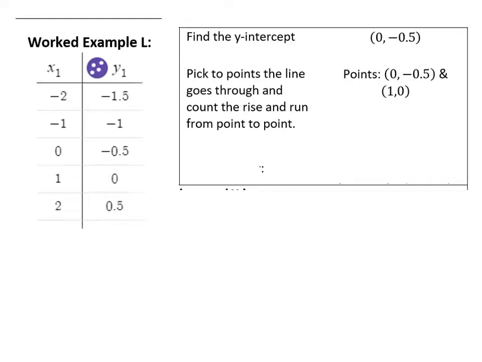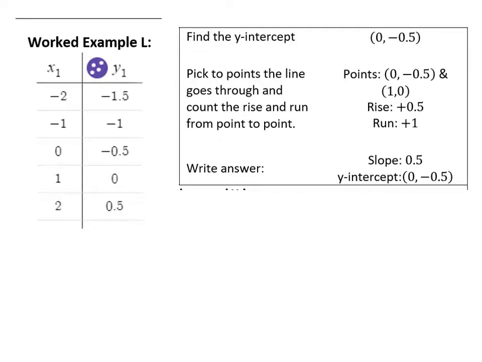To get from -0.5 to 0, we rise up 0.5. To get from 0 to 1, we run to the right 1. So our slope is 0.5/1, or just 0.5. Writing our answer, our slope is 0.5. Our y-intercept is (0, -0.5).